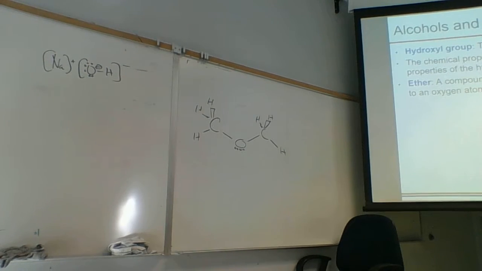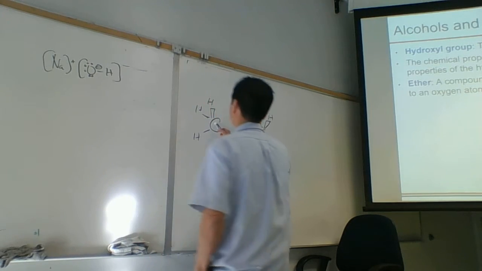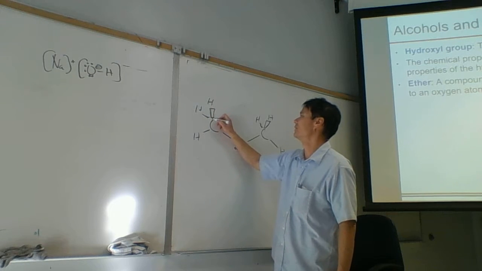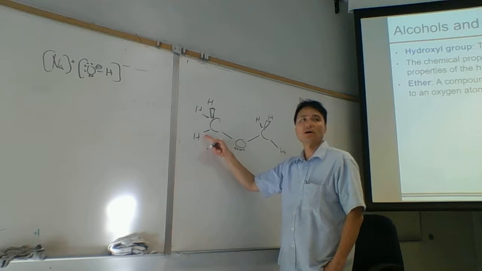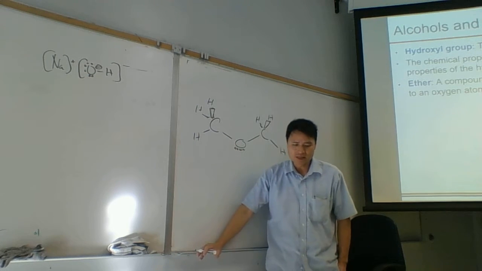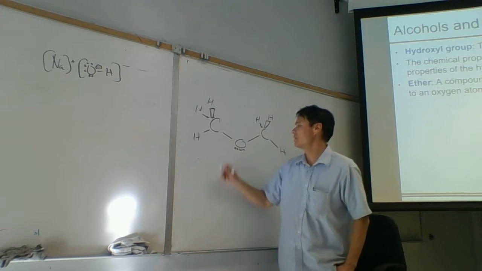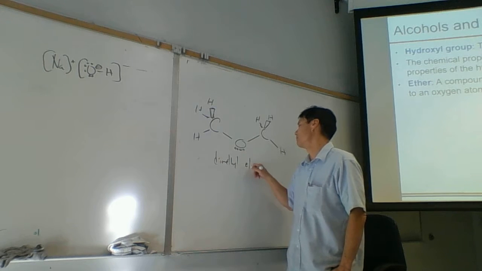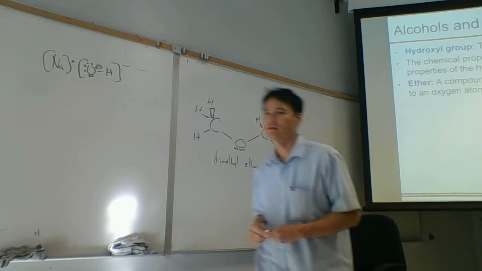What is that ether called? Do you know what this is called? This CH3 is called methyl. How many methyls do we have? It's dimethyl. And so the name of this is dimethyl ether. Dimethyl ether.